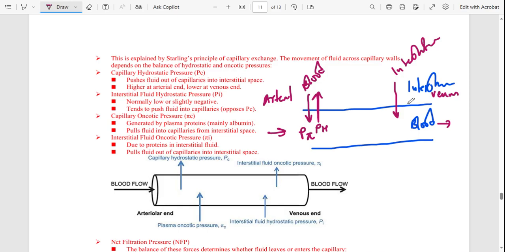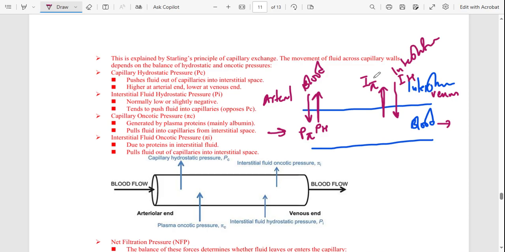There is actually a force in the interstitium that wants to keep fluids within the interstitium. We call that the interstitial oncotic pressure. And then there's also a force that wants to push things away from the interstitium. We call that the interstitial hydrostatic pressure. Okay, so those are the two.